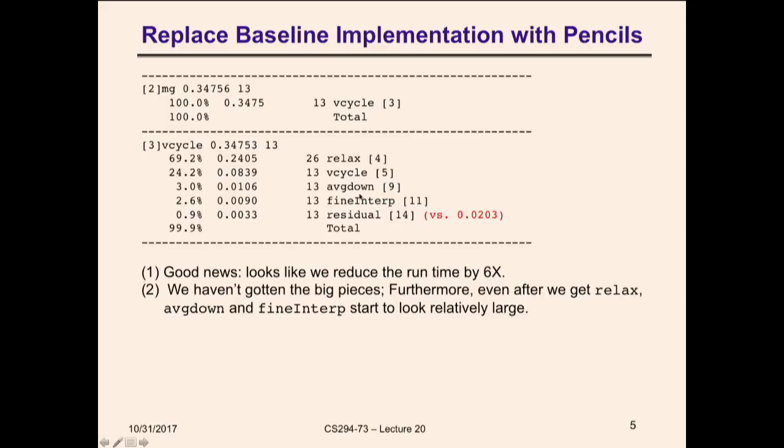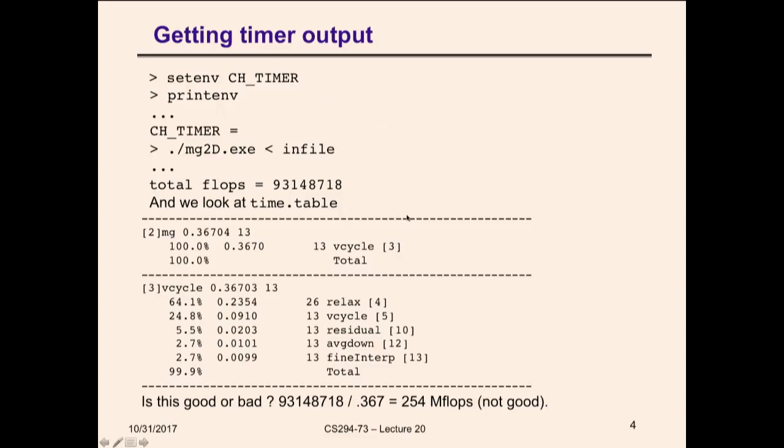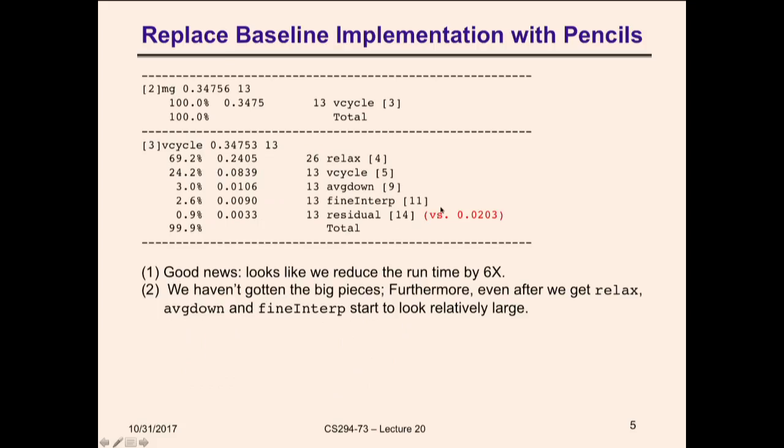Well, I find that the time spent in residual is 0.0033 seconds. Well, how is that? Is that good, bad, or indifferent? Well, it's promising, because from my previous timing, it was 0.0203. That's about a factor of 6 improvement. So if I was getting the same flop rate everywhere, I would be getting now something that's over a gigaflop. Yeah, that's respectable, again judging from the performance numbers we got out of DGEMM.